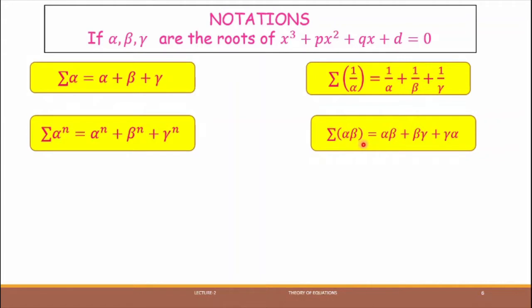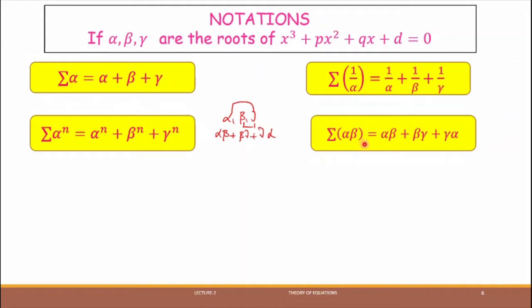Now we will take the order alpha, beta, gamma. Now we take this cyclic order. First we are taking alpha, beta. Next we have to consider these two, that is beta, gamma. Plus next we have to take gamma, alpha. So in this way we have to take a cyclic order in order to complete this notation.